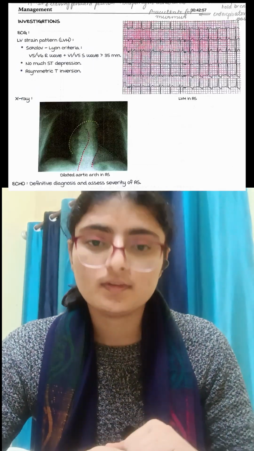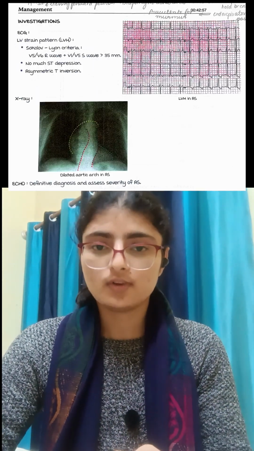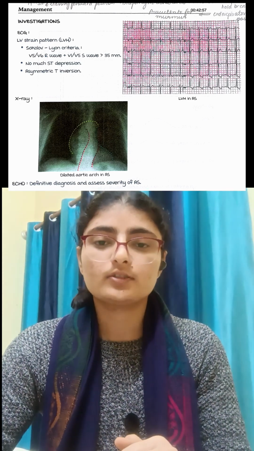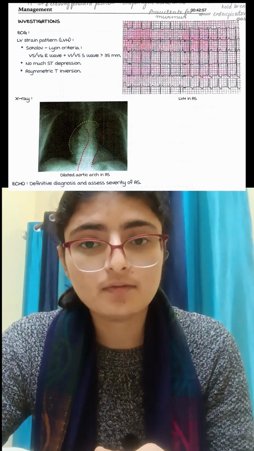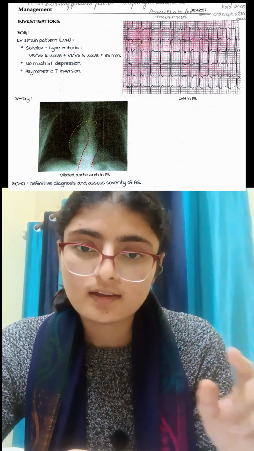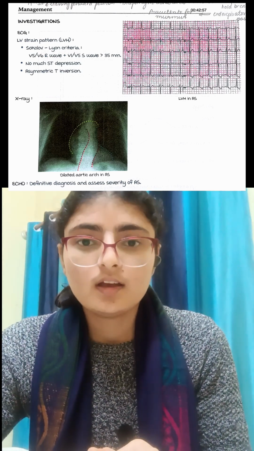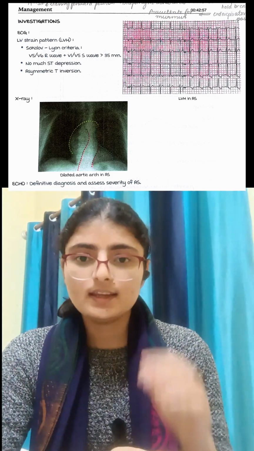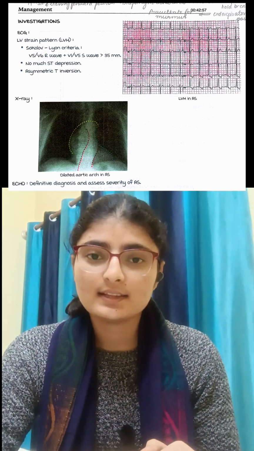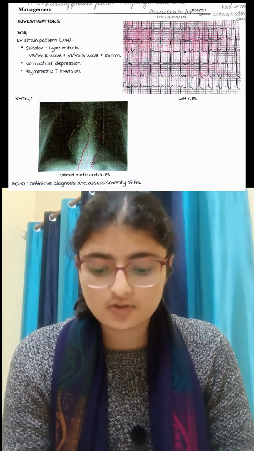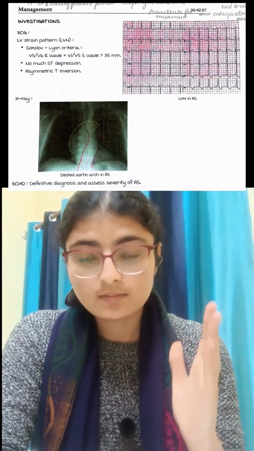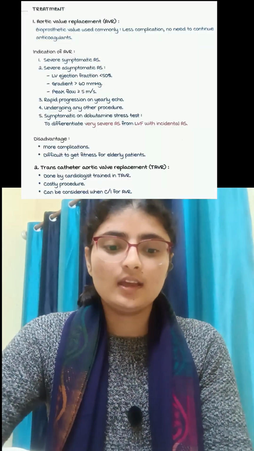Then we will move on to investigations. In ECG, there is a left ventricular strain pattern. There is a criterion known as the Sokolow-Lyon criteria, in which we add up the R wave of either V5 or V6 and the S wave of either V1 or V2. It should be more than 35 mm. There is ST depression and asymmetric T wave inversion. In X-ray, there is a dilated aortic arch in AS, and in echo, the definitive diagnosis is made and it assesses the severity of the disease.